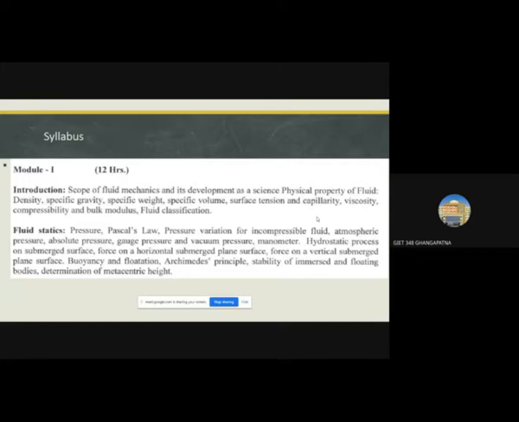Then in module 1, we have one more thing, that is fluid statics. You have basically studied engineering mechanics. Mechanics is divided into two types, and all of you know them: statics and dynamics. Now, there is a body. We assume that all bodies are rigid bodies. Rigid bodies means they do not deform. You understand what deformation is.